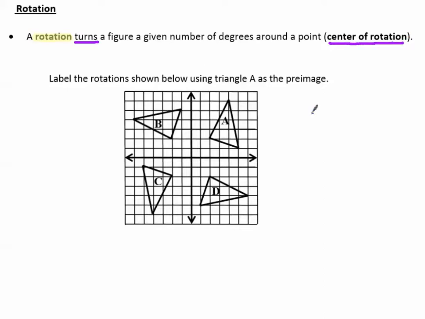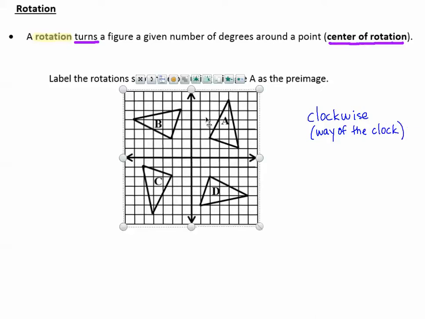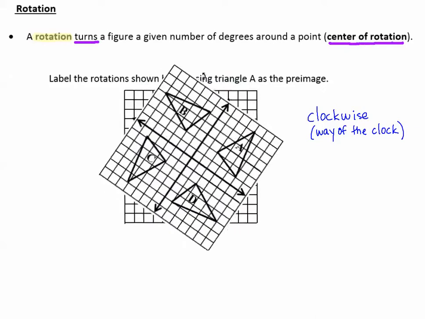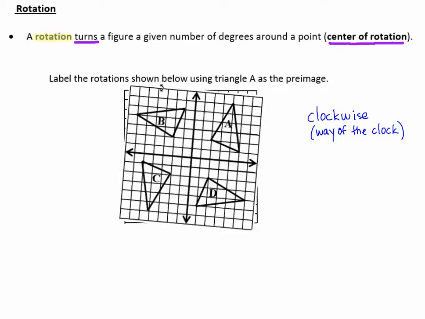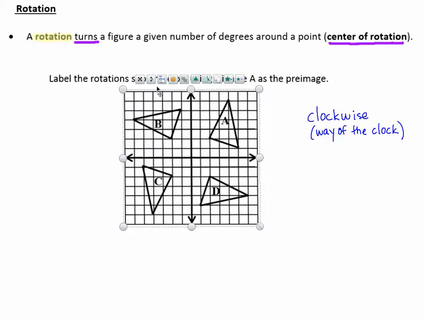A figure can be rotated clockwise, which is the way of the clock, the direction of the clock. How does a clock rotate? This direction. So rotating to the right is clockwise.